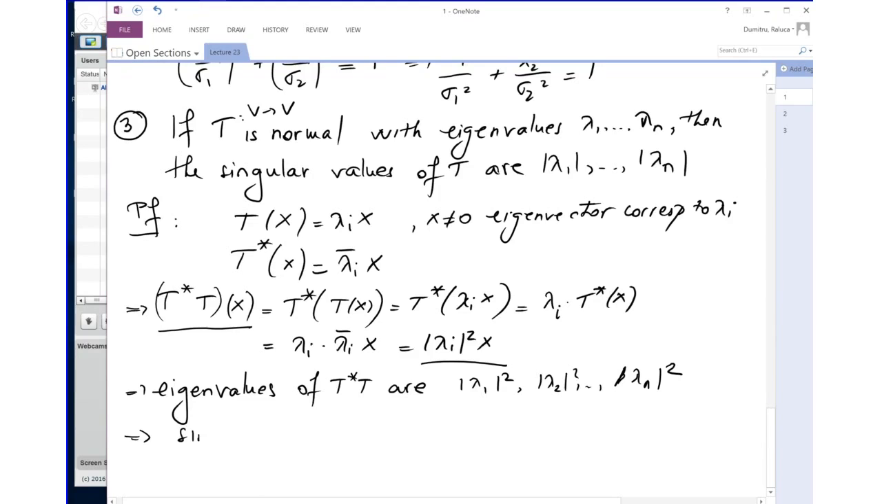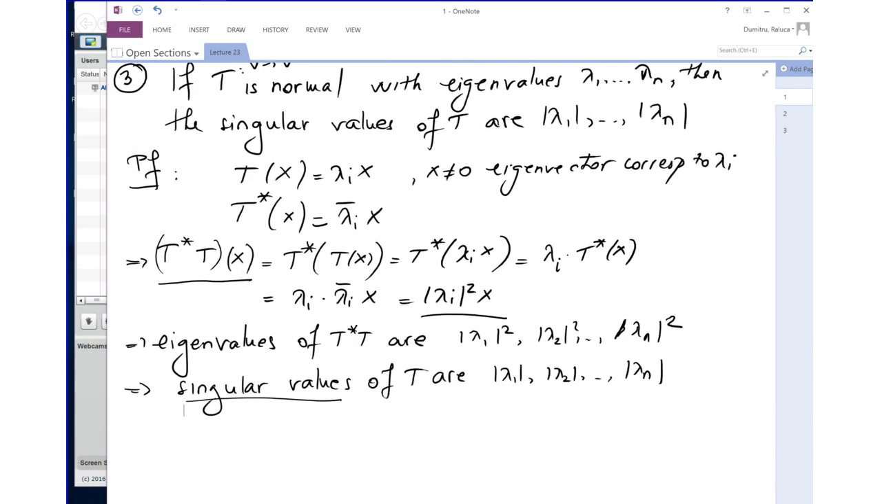So to get the singular values of T, we're supposed to take the square root of the eigenvalues of T star T. So I'm just taking the square roots on top of that, so I just get the absolute values of the original eigenvalues for T. Okay. So pretty simple. You don't actually have to go through T star T in order to find those.